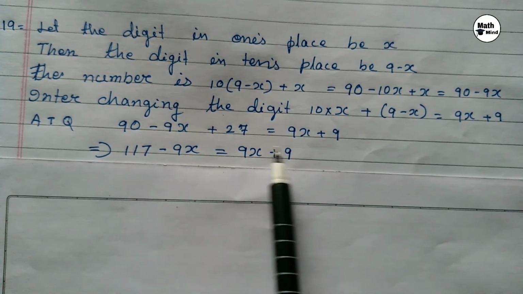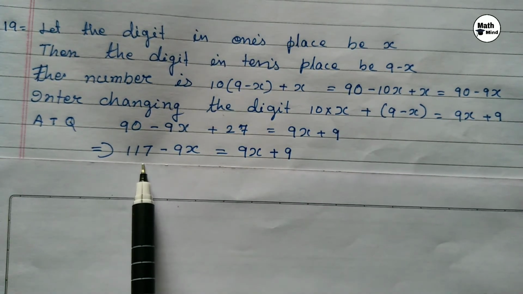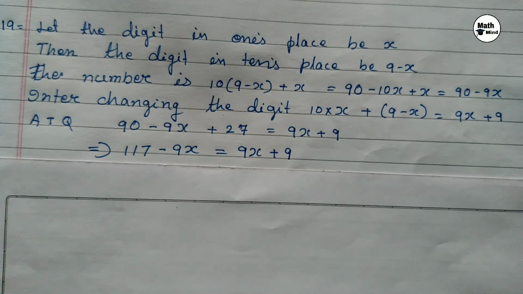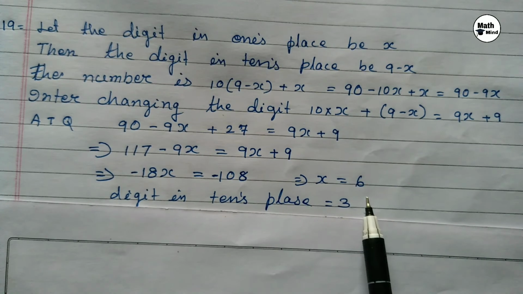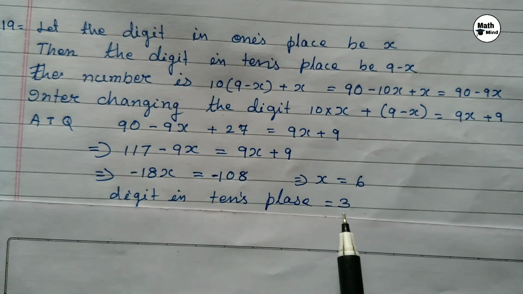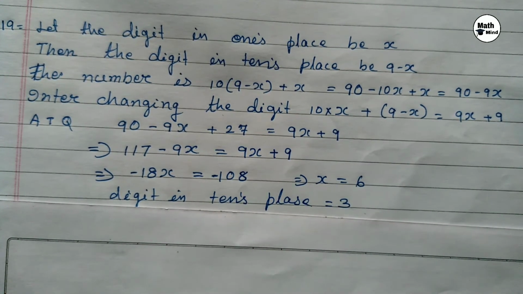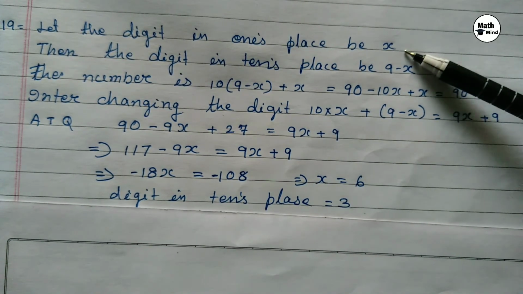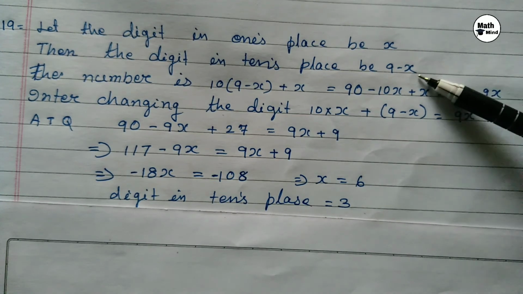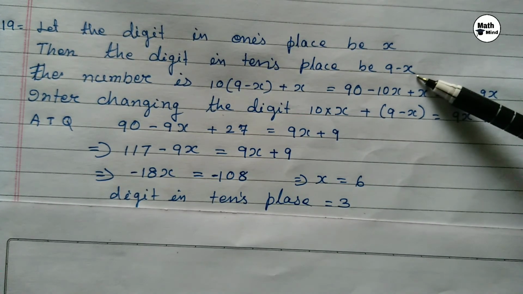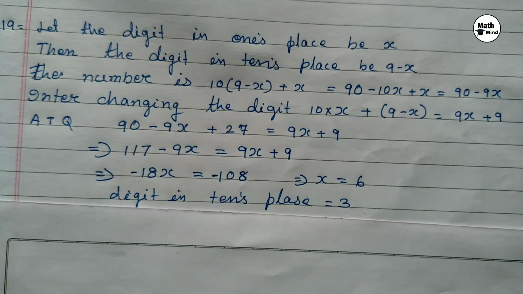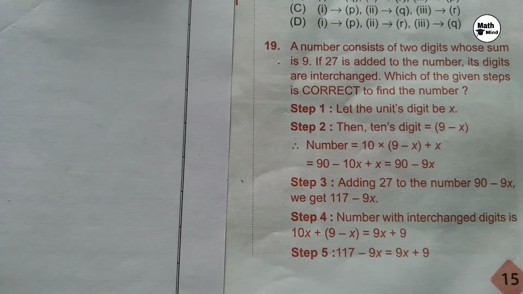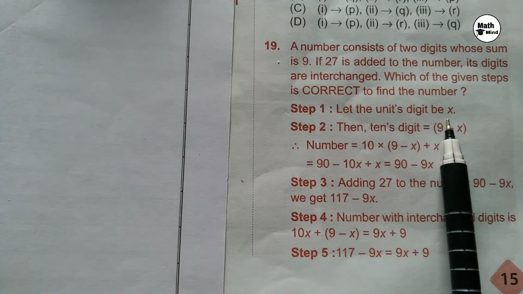Solving the equation, we get 117 minus 9x equal to 9x plus 9. x equal to 6. The digit in 10's place is 3 because 9 minus 6 equal to 3. This is x, 6, and 9 minus x, the digit in 10's place, 3. The number is 36. Checking the steps, let the unit's digit be x, correct.